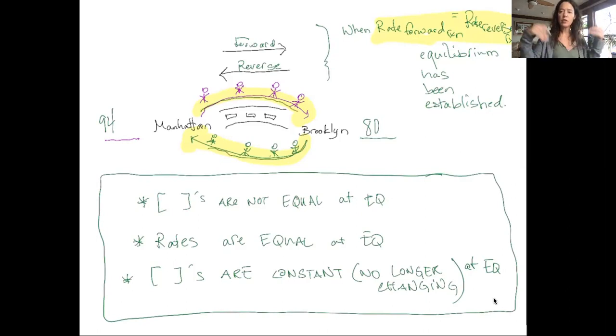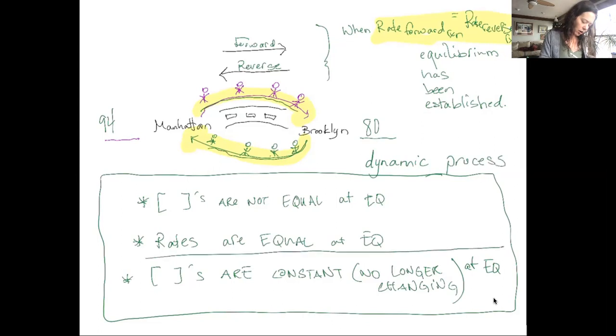So even though there's dynamic motion, it is called a dynamic process because there is constant change. However, the concentrations are constant. All right? They are no longer changing. At that point, you have reached equilibrium. Okay?